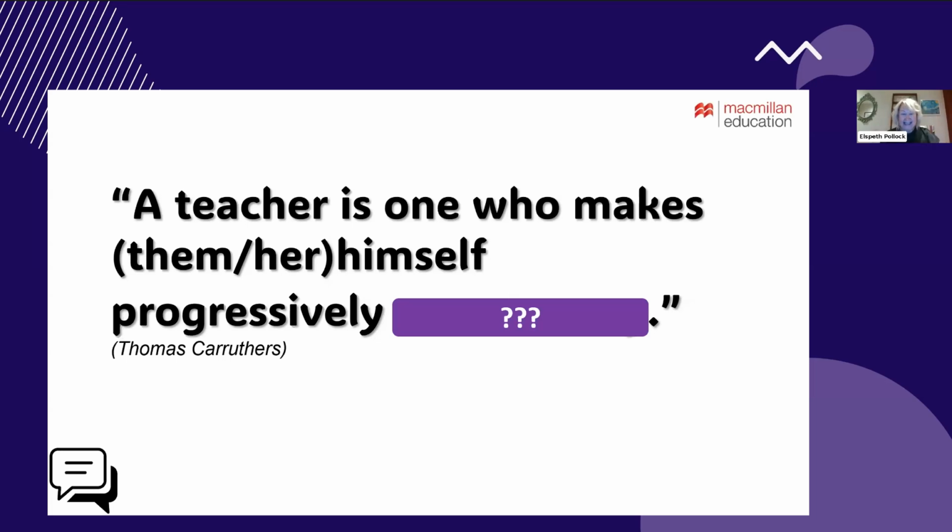Would you like to guess in the chat, what is that adjective that I've blocked out? Can you give me a guess in the chat? See if anyone gets it right. Oh, wow, you're quick. Oh, yes. Anna says curious. Patrick said unnecessary, and Hara said that. Let's just have a look. Wow, you're very quick. Yes, the answer is progressively unnecessary. Thank you for writing your answers there and having a go at that.